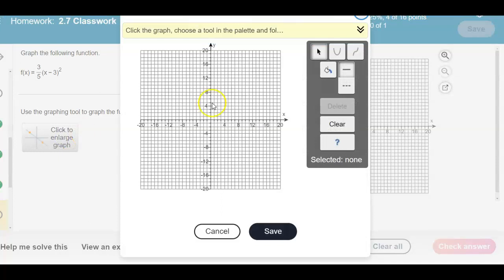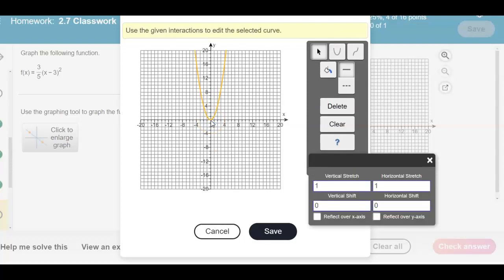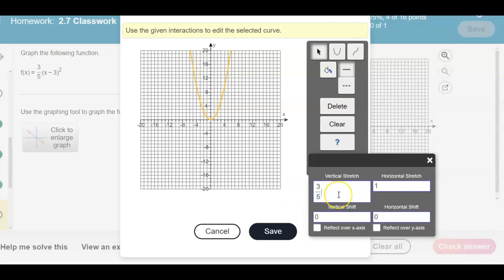So let's go ahead and do that here. We're first going to plot the parent function at 0, 0. Now we know that there is a vertical stretch, or a shrink in this case, and that is 3/5. So there is that shrink or stretch.